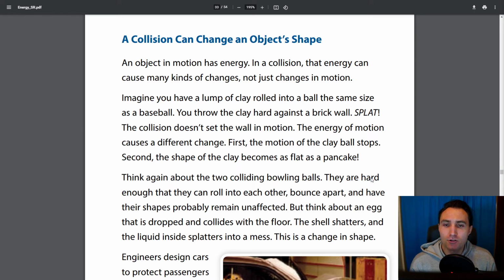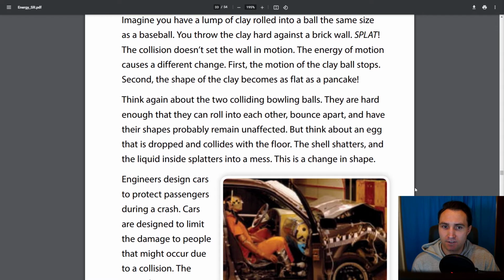So an object in motion has energy. In a collision, that energy can cause many kinds of changes, not just changes in motion. Imagine you have a lump of clay rolled into the same size as a baseball. You throw that clay hard against a brick wall, and it splats. So the collision doesn't set the wall in motion. The energy of motion causes a different change. First, the motion of the clay ball stops. Second, the shape of the clay becomes flat as a pancake. I'm sure some of you guys have done that.